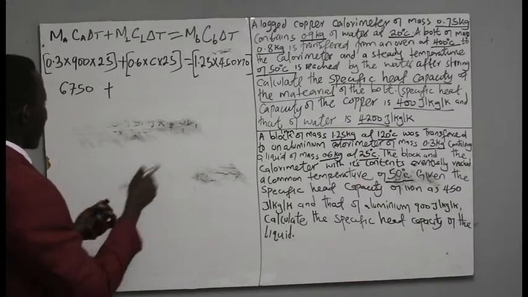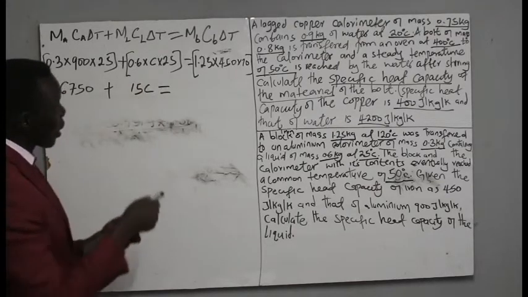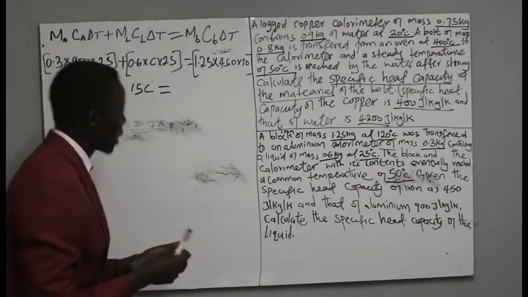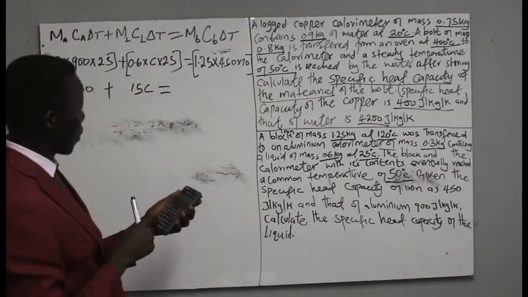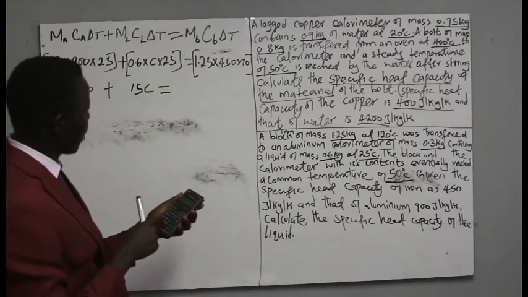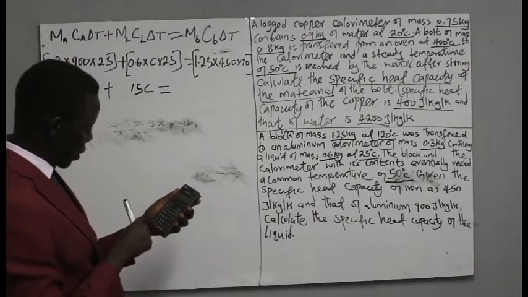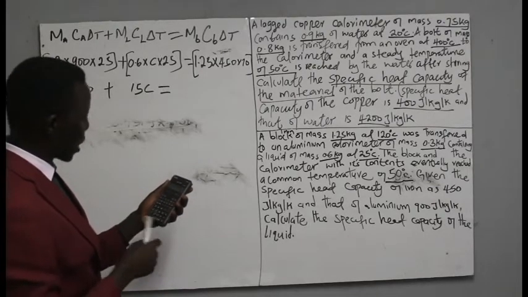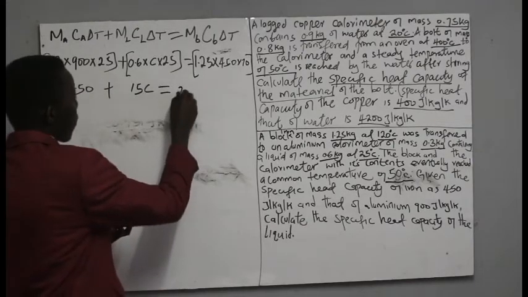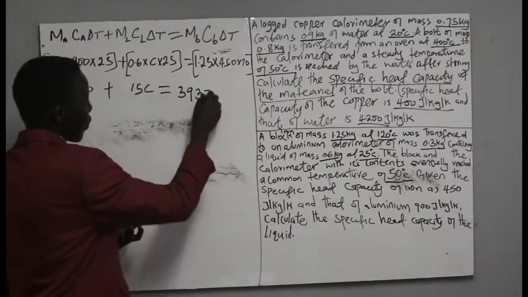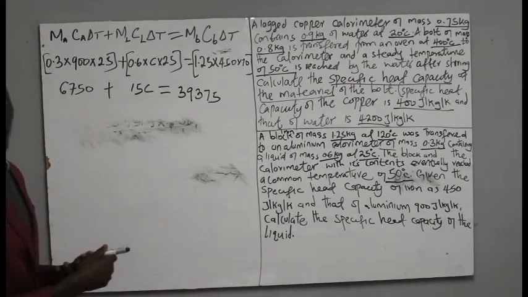Times 15. This one will give us 15C, which should be equal to 1.25 times 450 times 70. During our times we didn't use calculators, but let me use one now because it is available. 1.25 times 450 times 70 gives me 39,375. So we collect the like terms.